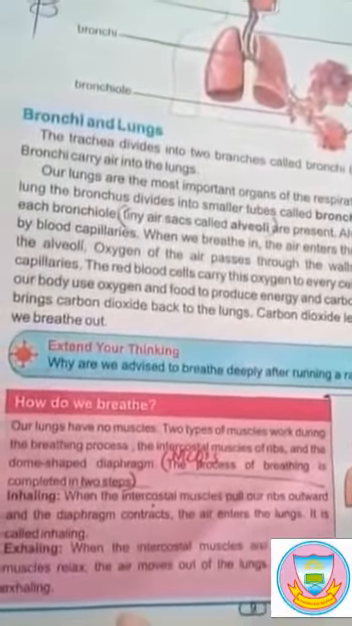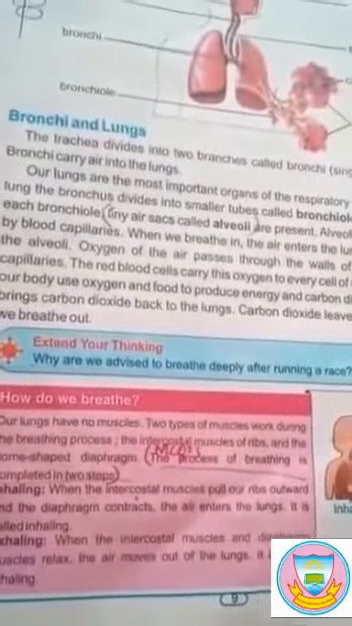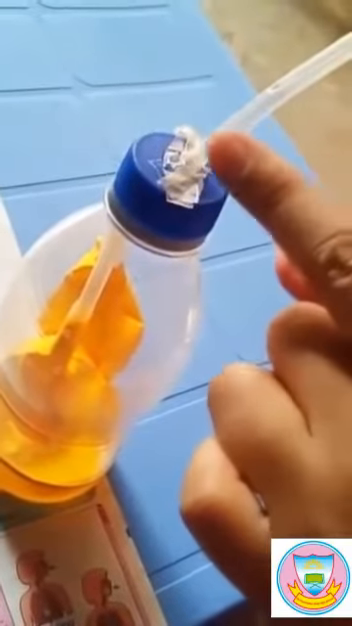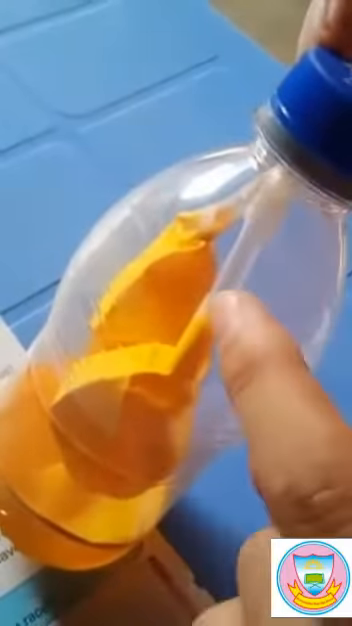Now I will give you the concept of the movement of lungs by this activity. This is the model of lungs. You can see this part of the pipe is called trachea. The bottle is the thoracic cavity. Assume the bottle as thoracic cavity, and these two pipes that are divided, the trachea divided into small tubes, are called bronchi, and these yellow balloons are your lungs. And this is your diaphragm.